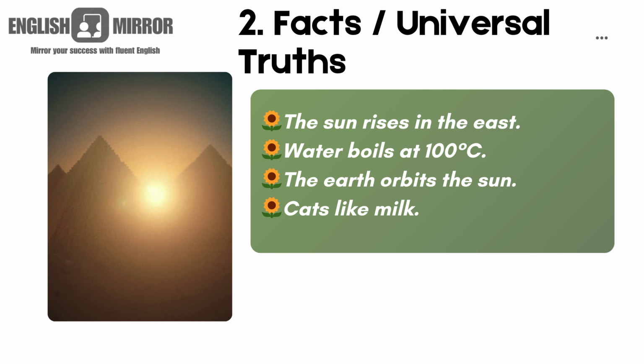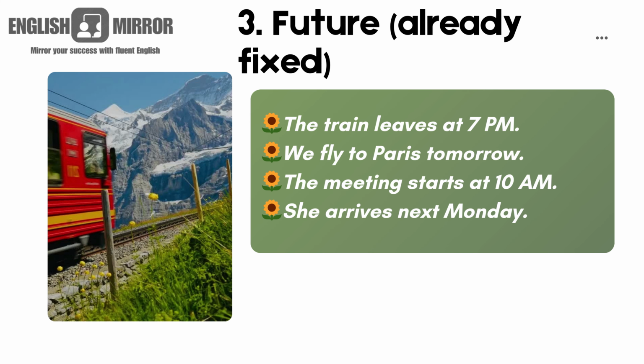The earth orbits the sun. Subject plus verb form 1 plus object. Now the next sentence is: Cats like milk. Cats is plural, so we use like. Cats like milk. That is the second situation where we are using simple present tense. And the next situation is the future, that is, to indicate future things that are already fixed. Let's see it with examples.